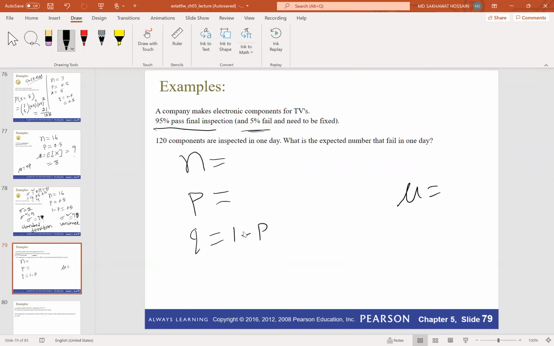Okay, find all the values. Find n, p, q, and mu. Yeah, n is equal to 120. Now, what is the value of p? n is 120, p is 0.05.